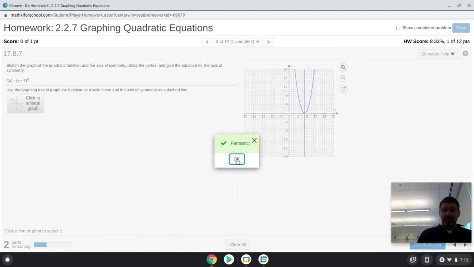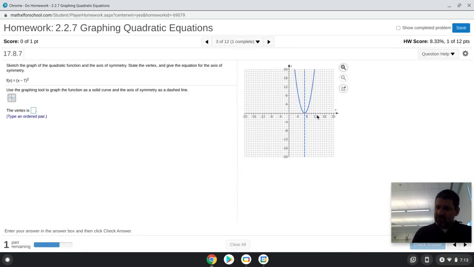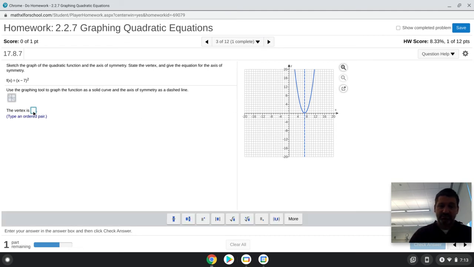We still have to identify the vertex. The vertex here again is that minimum point here. That would be 7, 0.